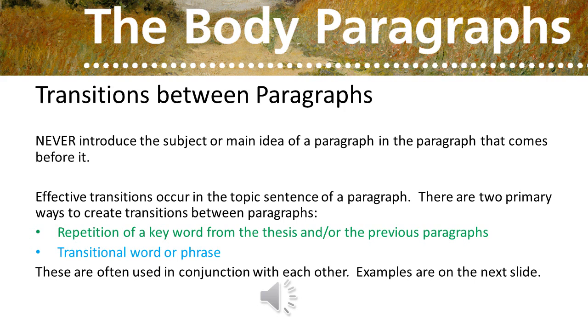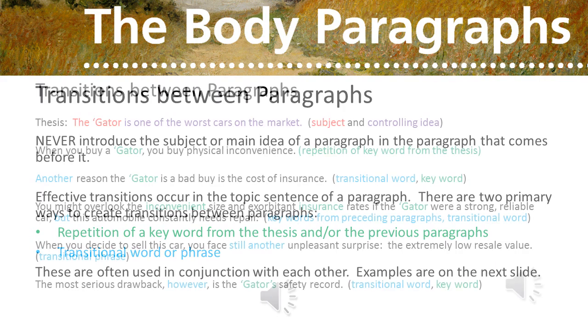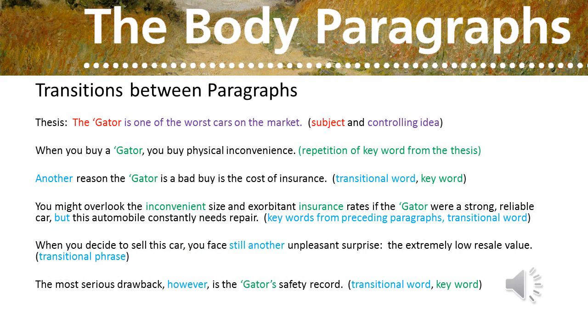Now then, there are two primary ways to create transitions between paragraphs: repetition of a keyword from the thesis and/or the previous paragraphs, or more effectively, a transitional word or phrase. These are often used in conjunction with each other, and you'll see examples on the next slide. All right, here are some examples from a hypothetical essay evaluating a car called the Gator.